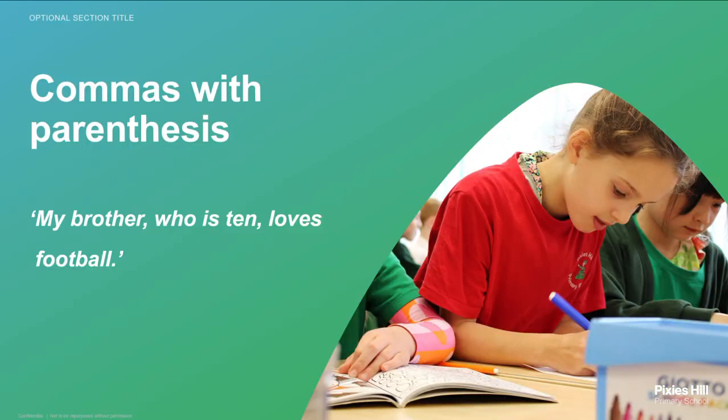Sometimes we use commas to add extra information. It's also known as parentheses. When we use commas to separate information that isn't essential to the main meaning of the sentence, it's extra detail that can be removed without changing the core message. For example, my brother, who is 10, loves football. If we take out the phrase, who is 10, the sentence still makes perfect sense. My brother loves football. These commas help the reader to recognise that the added information is just extra detail.